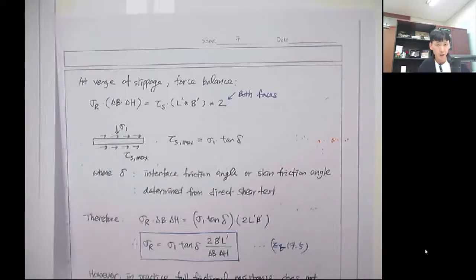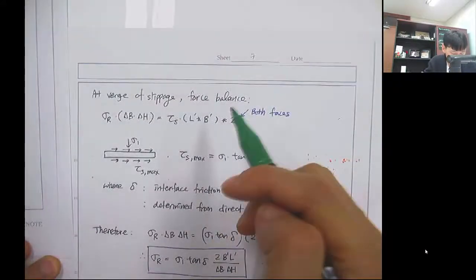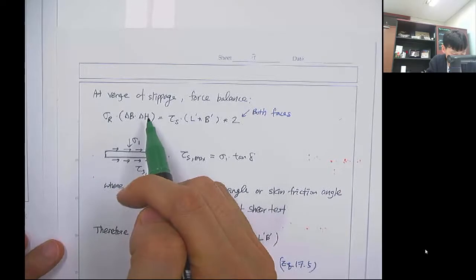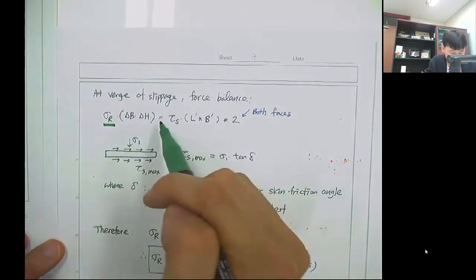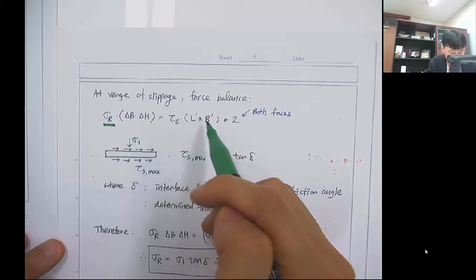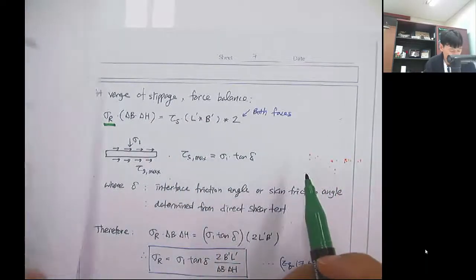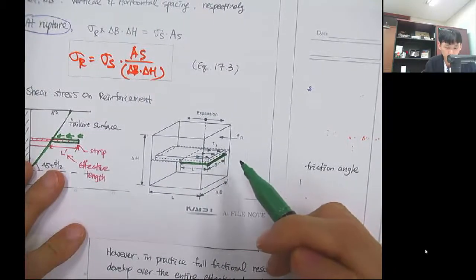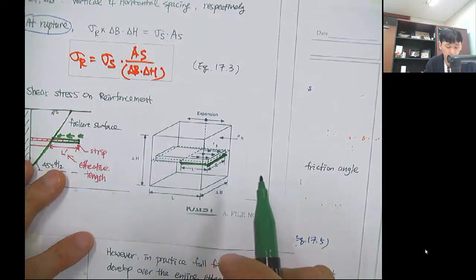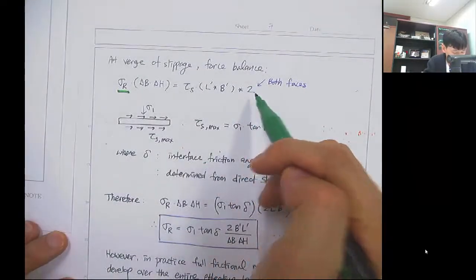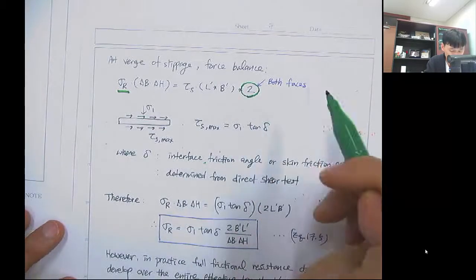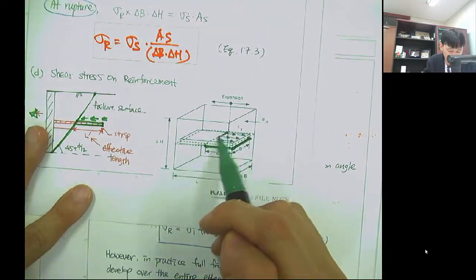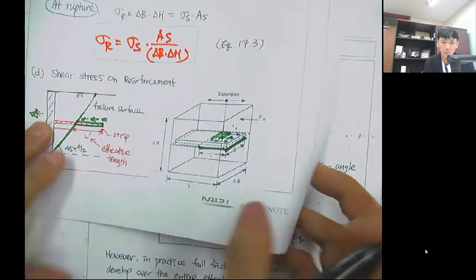Then at the verge of slippage, force balance will give you this equation: sigma r times delta b times delta h, this is a reinforcement stress, equals tau s times L prime times b prime times 2. Okay. So here the b prime is the width of the strip, and the L prime is the effective length. And the reason that we are multiplying by a factor of 2 is that the friction is developed at both faces. So here and at the bottom face, the top face and the bottom face.